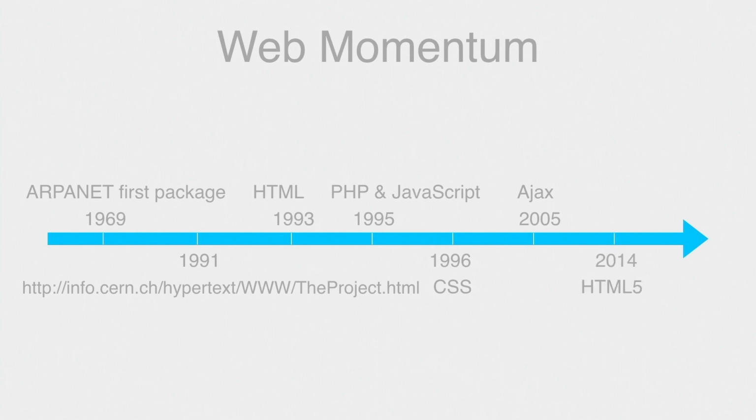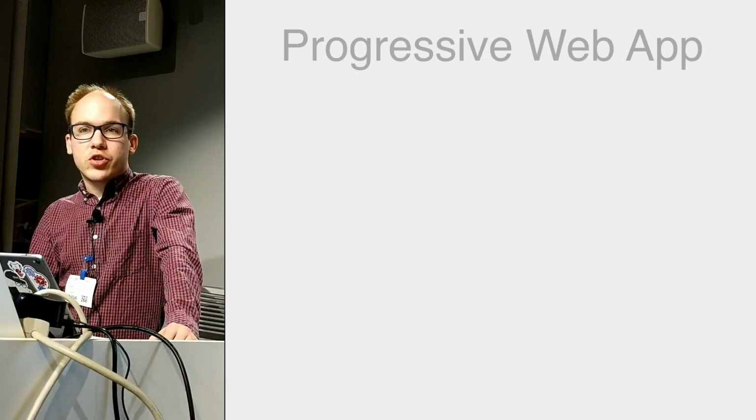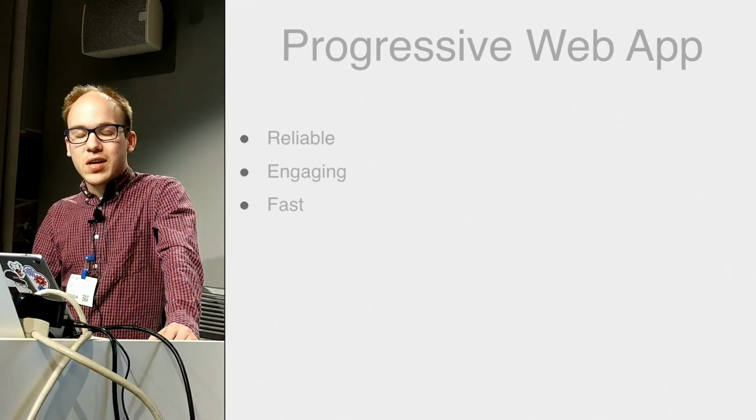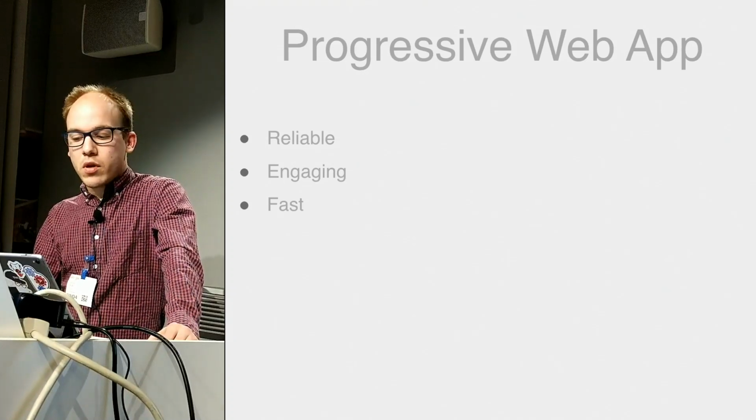The HTML5, which is used widely in Angular. And finally, we are today, where we have the single page apps, etc., 2014. And we are coming to progressive web apps. I would say the single page app or any website on steroids. A progressive web application is something that is reliable, engaging to your customer, and is fast also.